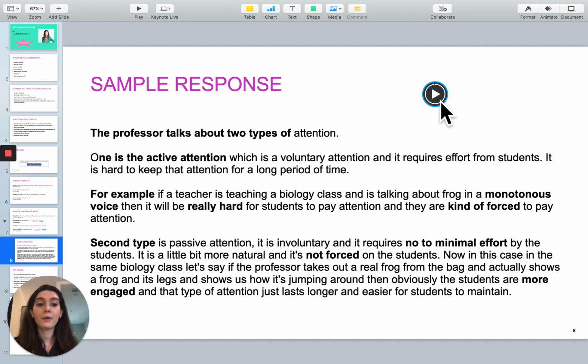Now let's talk about that. Why did I stress on few words such as about frog in a monotonous voice? It will be really hard for students, kind of forced, no to minimal effort. It's not forced on students. Why did I stress on few words and not others? So the reason is that these are the words that I chose to stress on because they pinpoint the differences between the two types of attention.